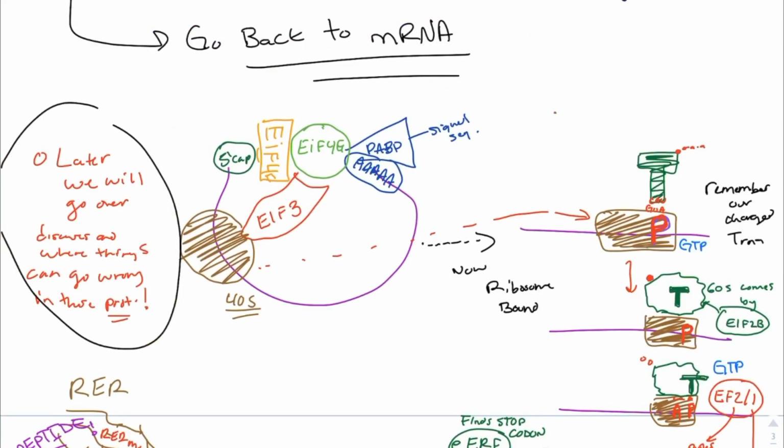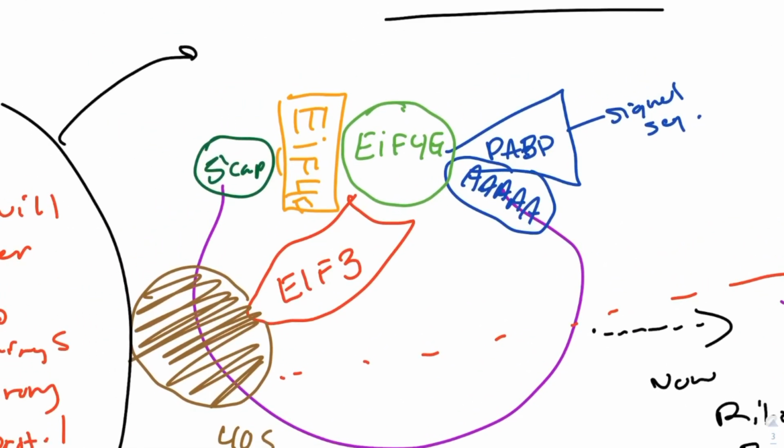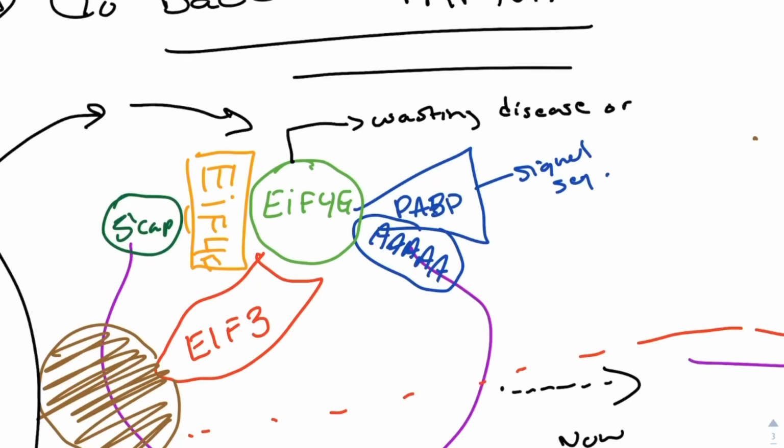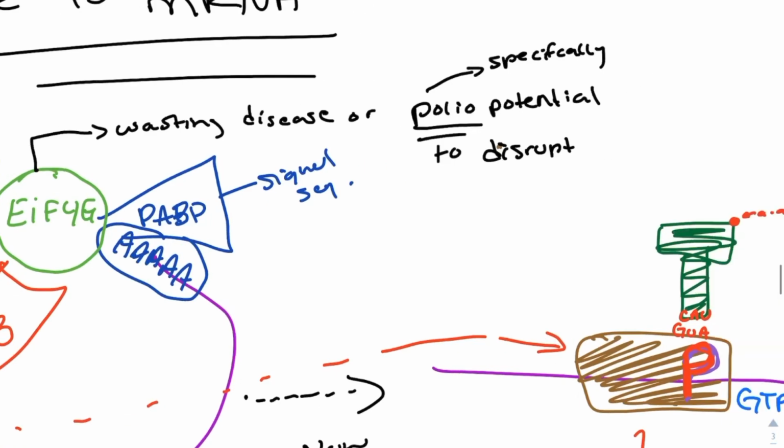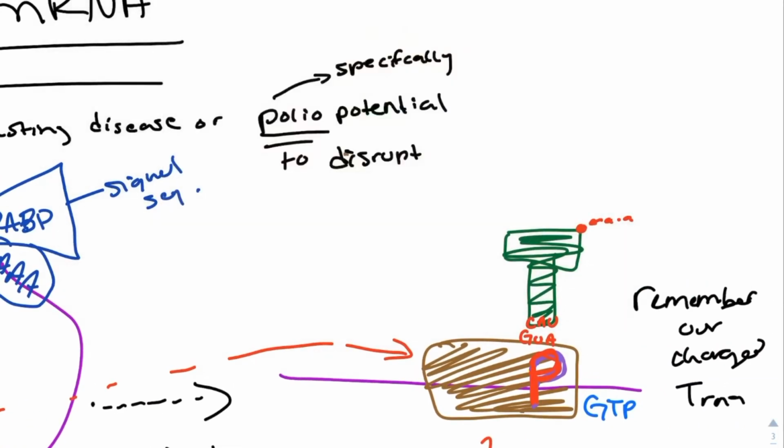Okay. Later we'll go over some of these proteins that can get defected, right? So let's start at the EIF4G. At EIF4G, you can have a wasting disease, which will inhibit its process, or you could have polio. And potentially, polio can cause the EIF4G not to bind to the PABP and the EIF3, and this disrupts our expression of our gene as well. This specifically is pretty fatal to the cell. I mean, it can go into the IRES channel and then cause apoptosis.